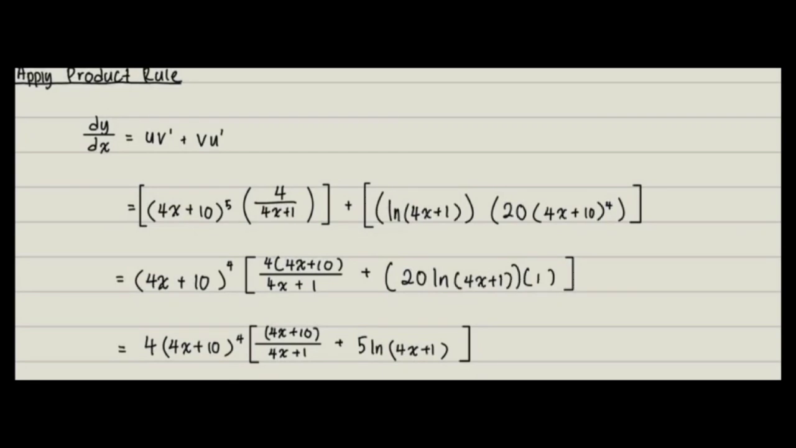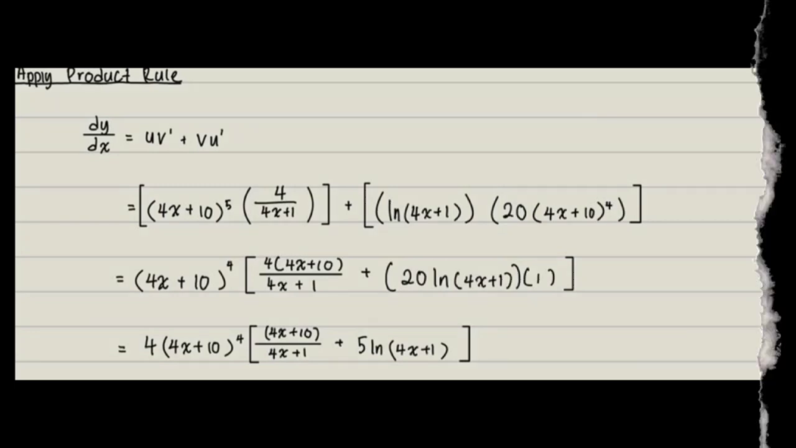So the next step is we have to apply the product rule, which is dy/dx equals u v prime plus v u prime. First of all, we have to substitute the values in. After that, we simplify it to the simplest form. And then we will get the final value.